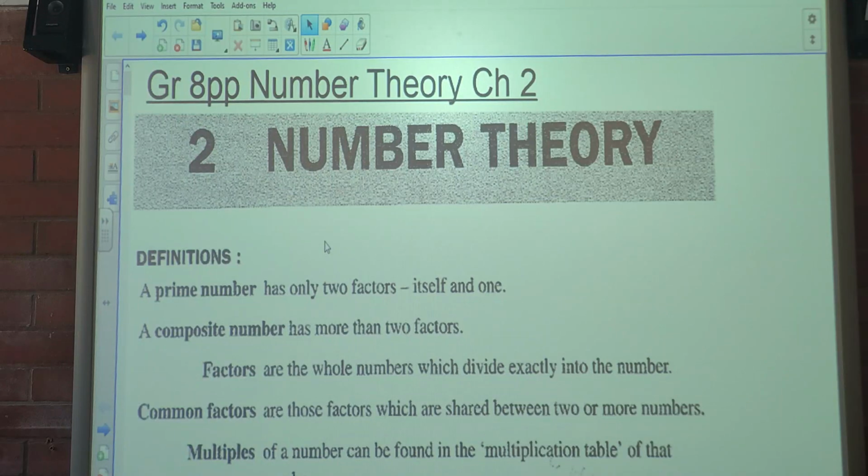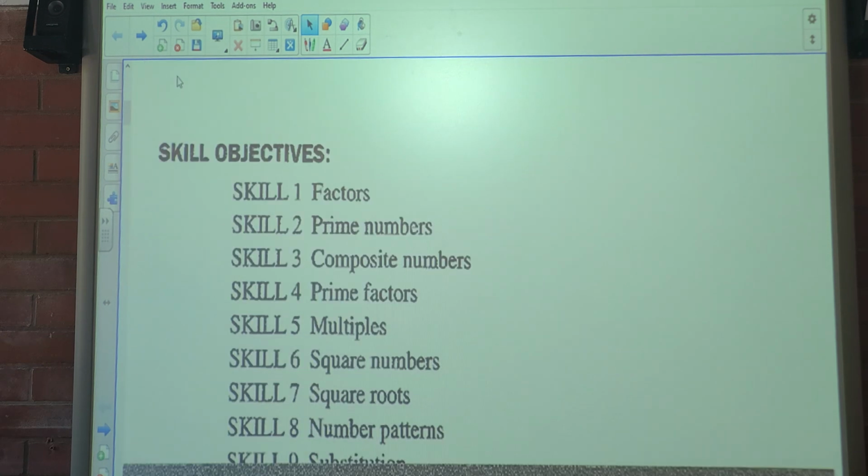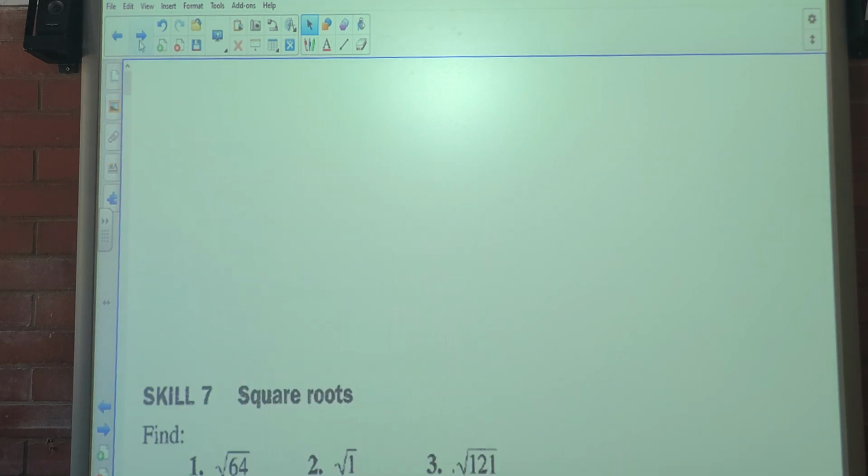Okay, good morning class. Good morning, sir. So today we're looking at number theory. At this point we got to skill 5.